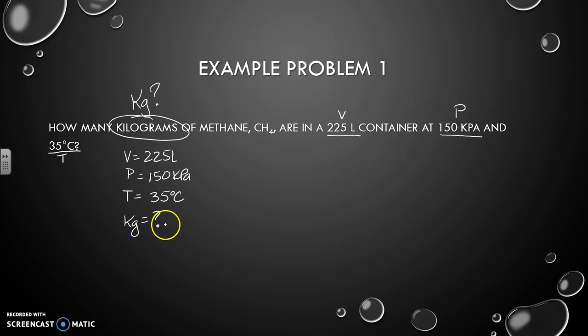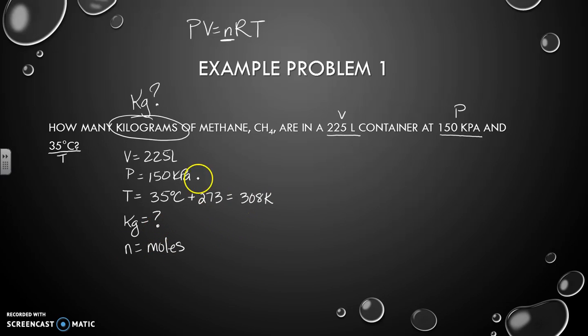Now we know we only have one set of conditions, so we're going to use PivNert. The problem is we don't have kilograms in this equation. We do have pressure here, volume matches up, and we have temperature, which we need to change to Kelvin, so we add 273, and 35 plus 273 gives us 308. We know R is our gas constant, so we must be solving for n, and n stands for moles. Can we go from moles to kilograms? Sure we can.